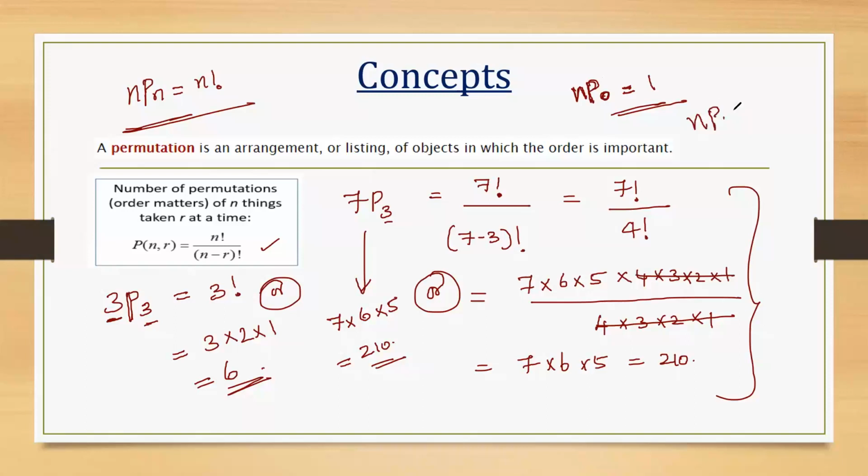And nP1 equals n. N ways. nP1 equals n. These are the basic formulas. nPr is n factorial by n minus r factorial. nPn is n factorial. nP0 is 1. nP1 is n.